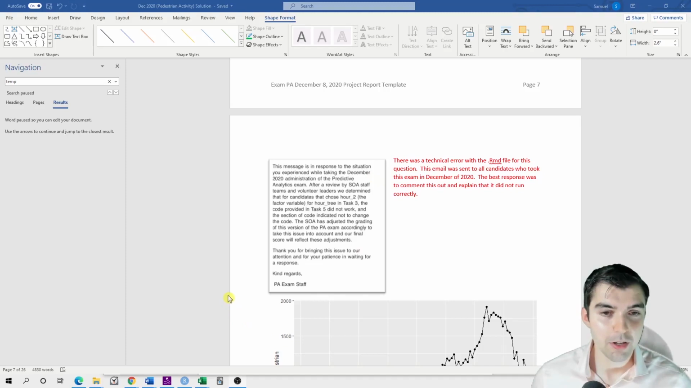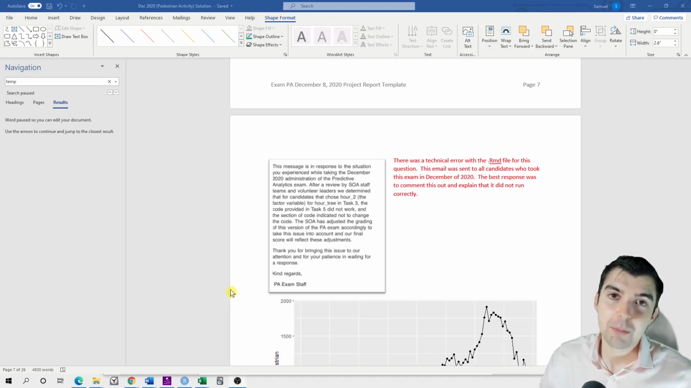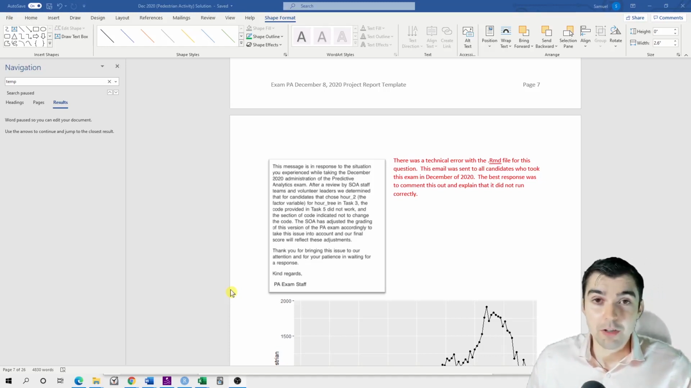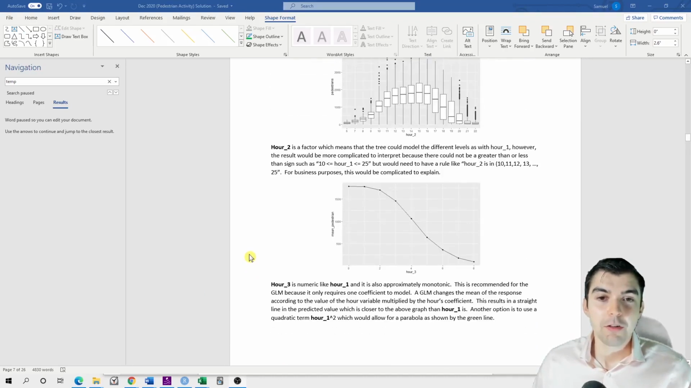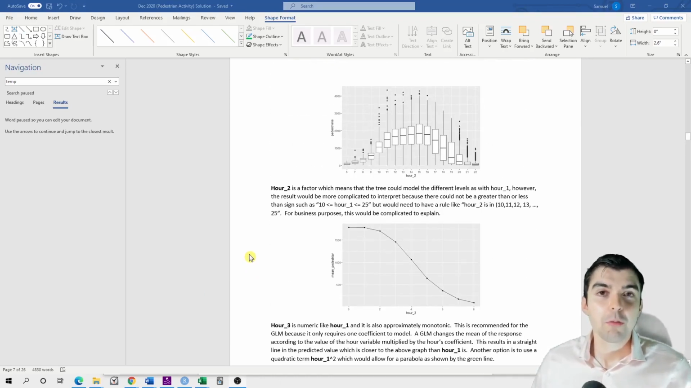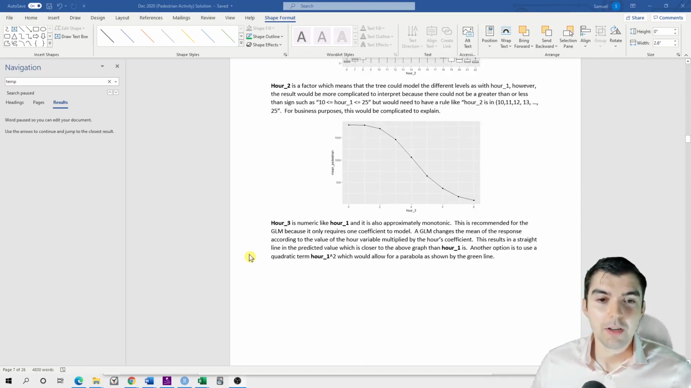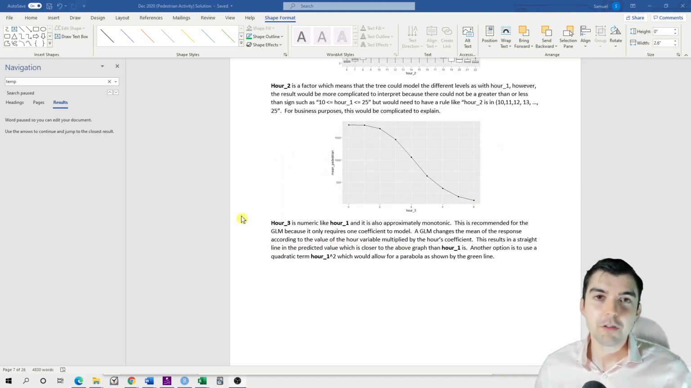So this was an error in the RMD file. Some people did comment this code out and then left in the comments that it didn't run successfully, which is the best thing to do. If you ever do encounter a technical error like that, just explain it and move on. Don't spend a lot of time on it, and that will be reflected in your grade. Finally, it is worth noting that this was a really long question, and there are other ways that it could be answered correctly. In this solution, I do talk about this relationship, hour 3, being a linear relationship. However, the official solution says that that's not a very strong justification for using it.